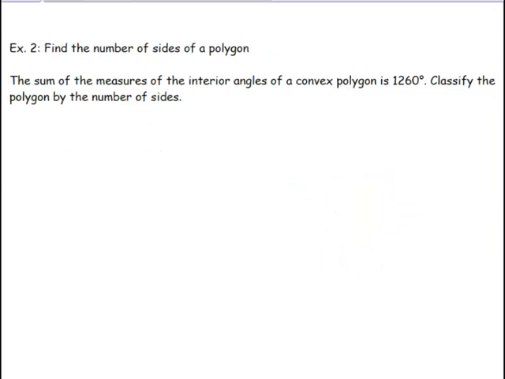Okay, now we're going to kind of use theorem 8.1 in reverse. So we want to find the number of sides of a polygon. We don't just want to find the sum of the angle measures. We want to use the angle measures in order to find the sides. So the sum of the measures of the interior angles of a convex polygon is 1,260 degrees. Classify the polygon by the number of sides. So I know that I have some sort of polygon where all of my interior angles add up to 1,260 degrees.